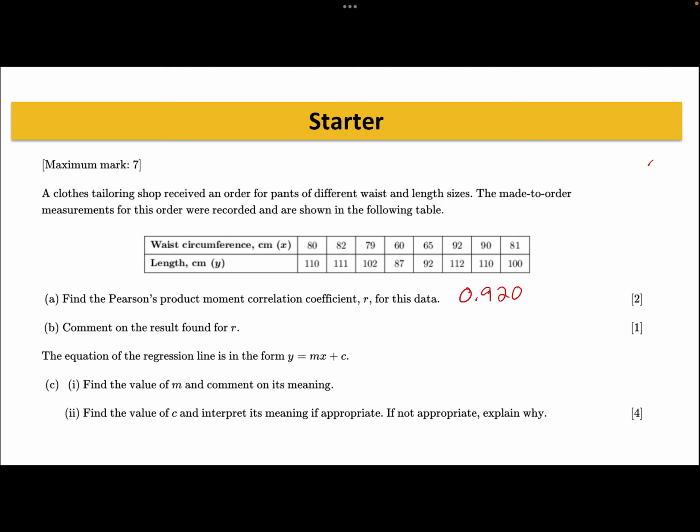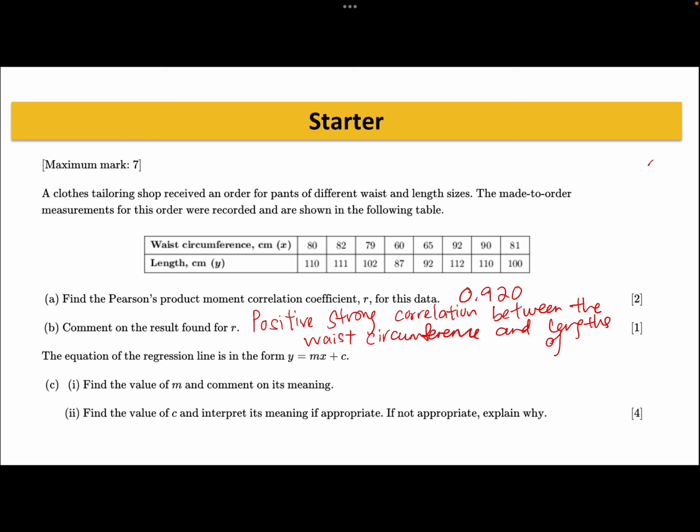And since this r value is a positive number, we could easily comment on the result by saying that this is a positive, strong correlation between the waist circumference and the length of the pants. Think about this as easy 3 marks in the bag. So we got these 3 marks in the bag.